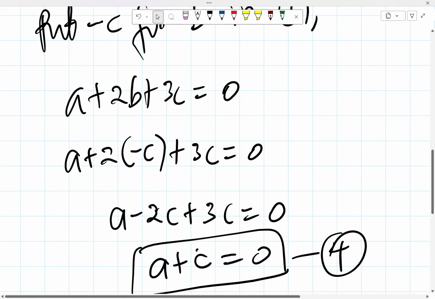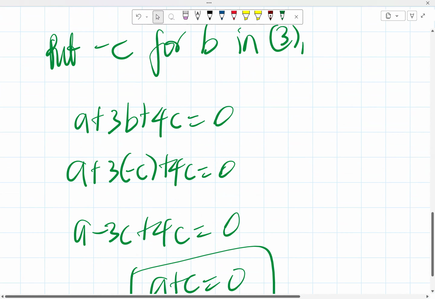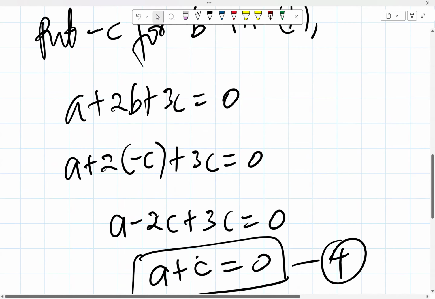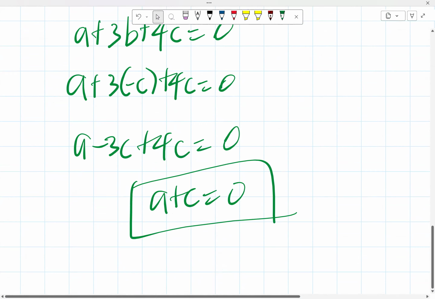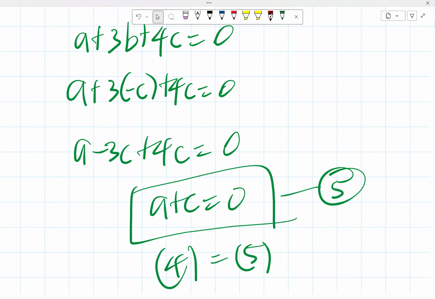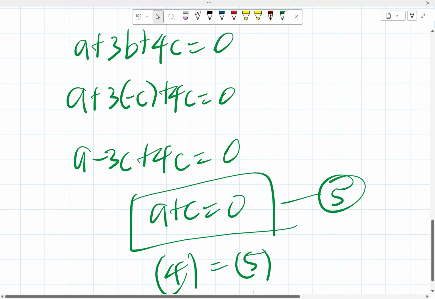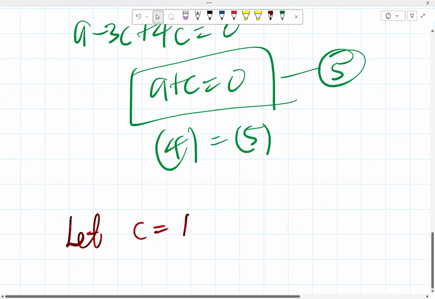Now, since A plus C is equal to 0, we are most likely going to have infinitely many solutions. At this point, you see these expressions are basically the same. This is like equation 5, but equation 4 and equation 5 are the same. So at this point, you have to look for another way to go about it. You cannot get an exact solution, but you can see that they are related somehow.